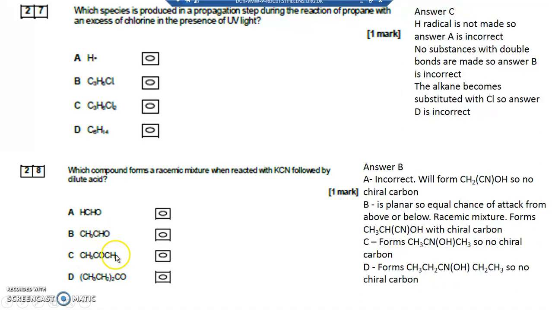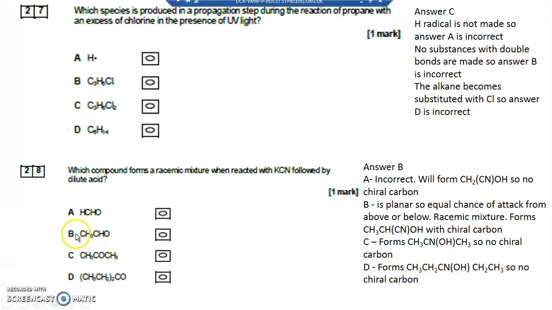This one won't have a chiral carbon because the CO will become an OH with a CN on the C, but you've got two methyl groups either side, so no chiral carbon, and again no chiral carbon on this because the C double bond O becomes an OH with a CN, but you've got two ethyl groups. So the answer is B.